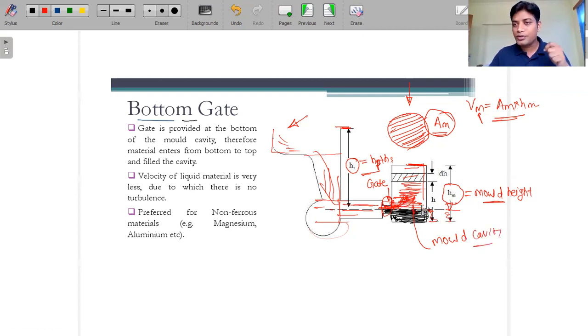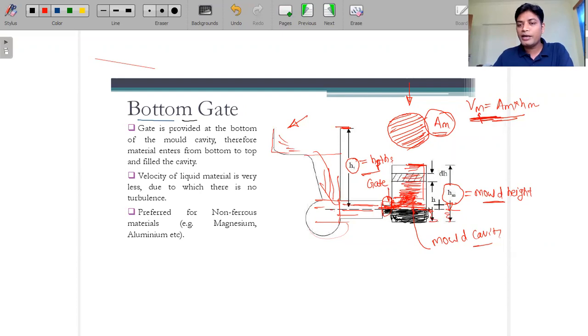From 0 seconds the molten material enters. At 1 second it will fill a little, at 2 seconds it will fill some height. It will take 2 minutes, 3 minutes, 4 minutes, 5 minutes, something like that, and then this h will be filled. What I want to say is that this height increases with respect to time. At 0 seconds the height is 0, and at some time the hm will be reached. And what you are filling is the total volume of this.